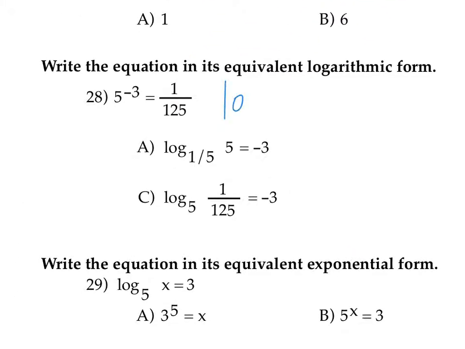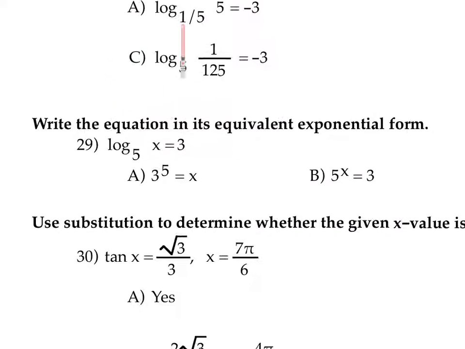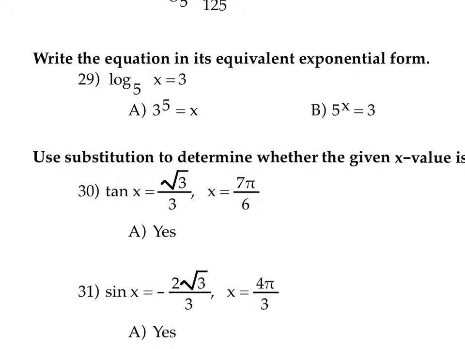Converting to log form again, log base 5 of 1 over 125 is equal to negative 3 is going to be what we have here based on our base, exponent, and argument. Converting, we just got 5 to the 3 equals x. All right, moving onward.